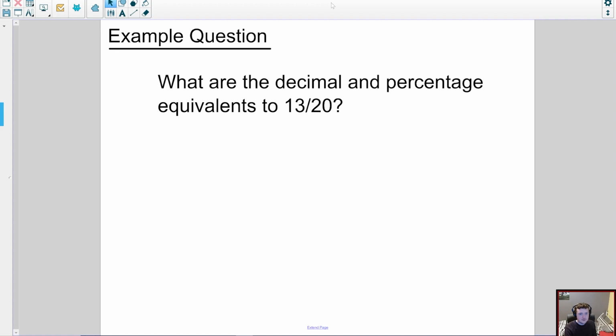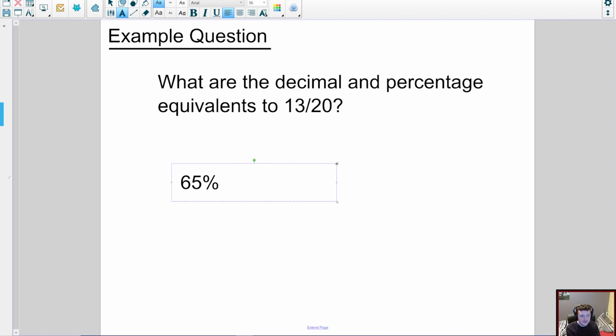Okay, so here's an example question of an equivalent question. What are the decimal and percentage equivalents to 13 out of 20? Well, let's have a think about that. First, I'm going to make it a percentage. Well, what does percentage mean? It means something out of 100. So I know I'm going to have something out of 100. Times everything by 5 to get to 100, because there's 5 20s in 100. 5 13s is 65. And so I've got 65 out of 100, which I can change to 65%. And so that's going to be my percentage for this.